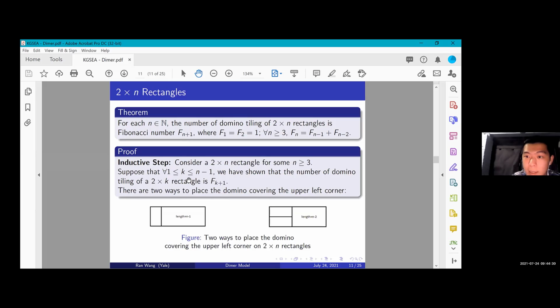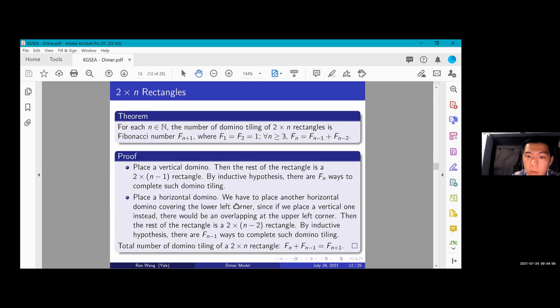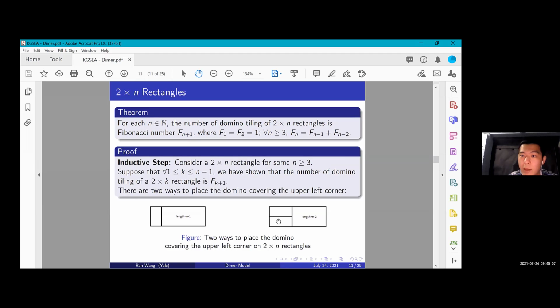And then going back again, a second way to do this is to place a horizontal one here, right? And then we might notice that for the cell under it, we must place a horizontal domino as well, because otherwise we cannot cover the lower left corner. If we place a vertical one instead, then it will be overlapping. We need to cover every cell, so we also need to cover the lower left cell.